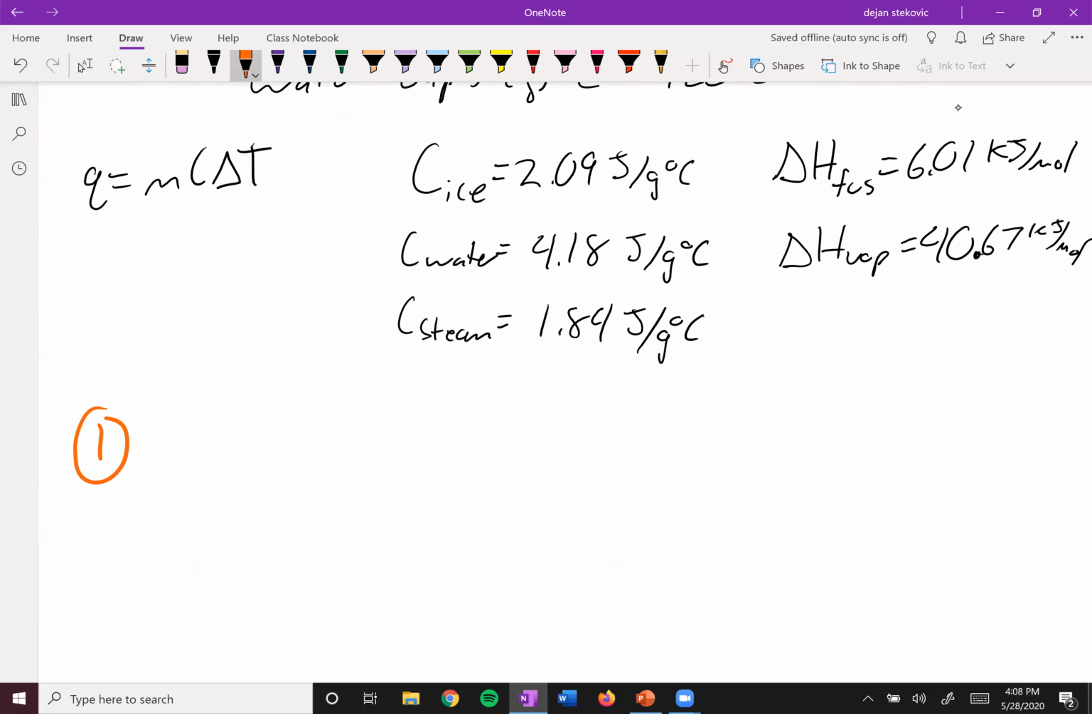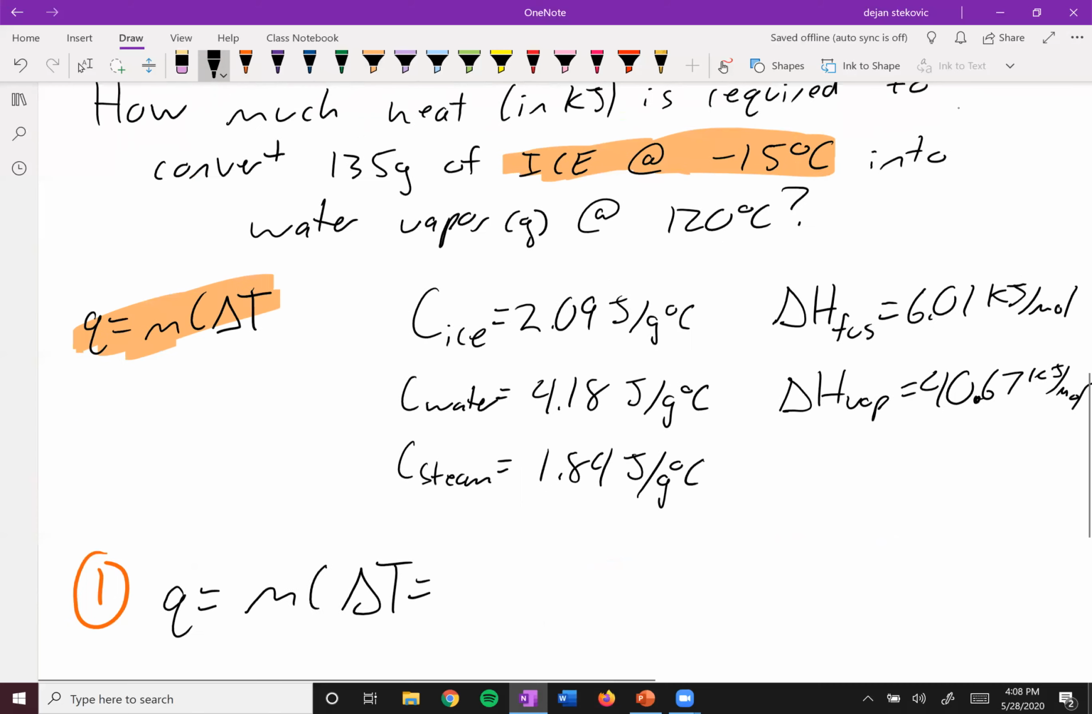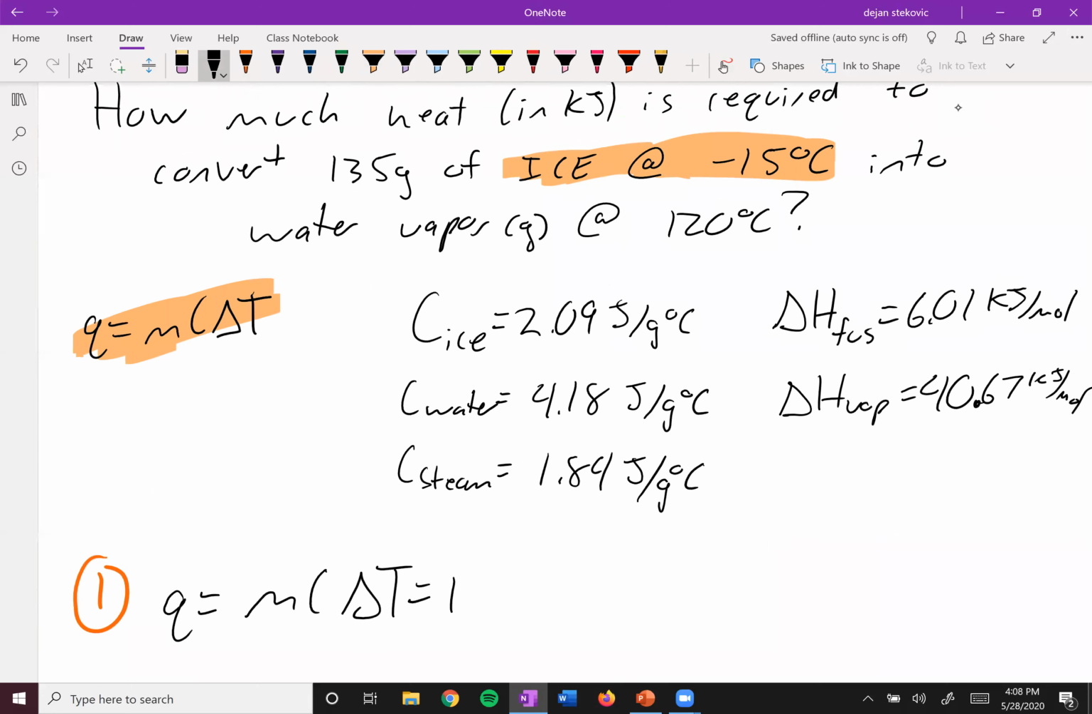So the first component is heating it up. We're talking about heating something, so we're talking Q equals mc delta T. The mass we were already given is 135 grams. The specific heat we can pull from the C of ice, which is 2.09 joules per gram degree Celsius.